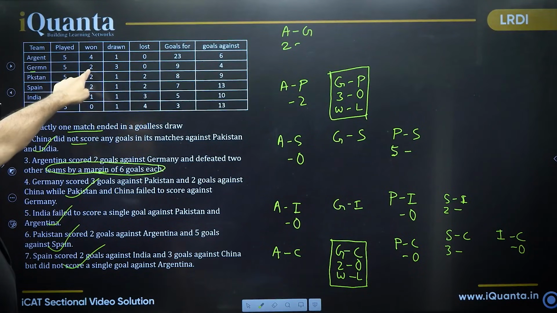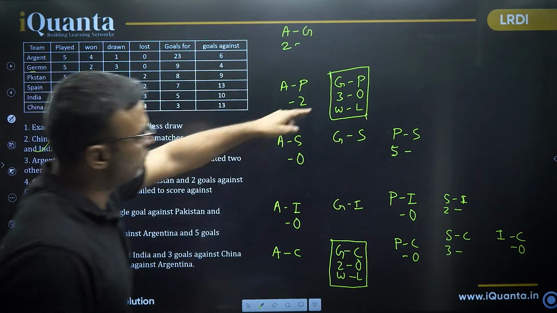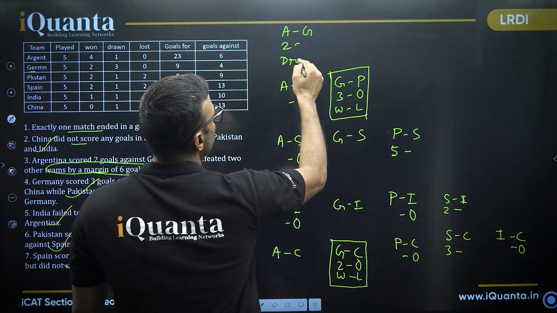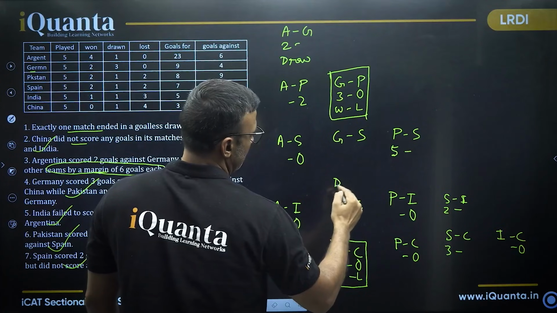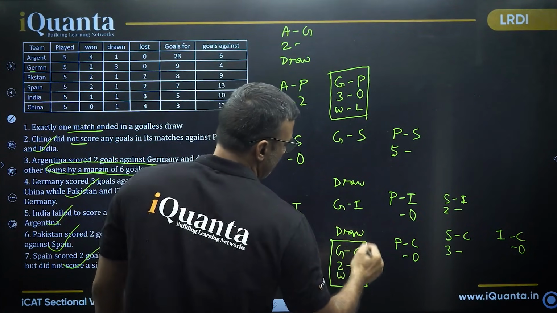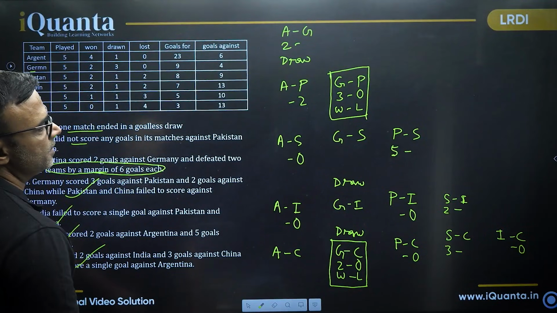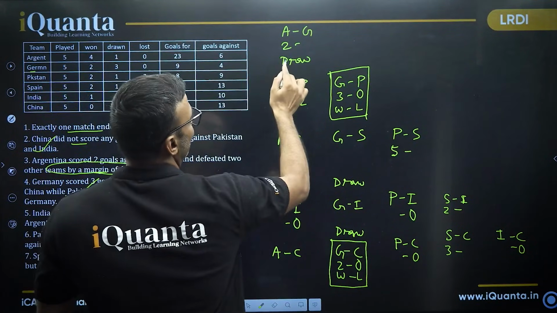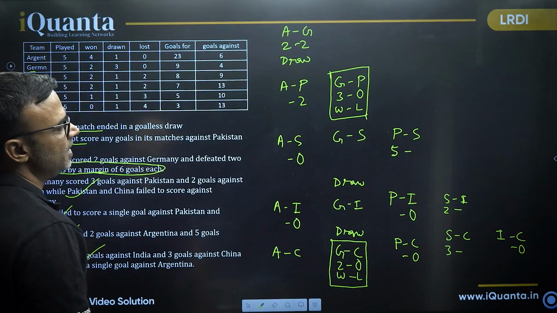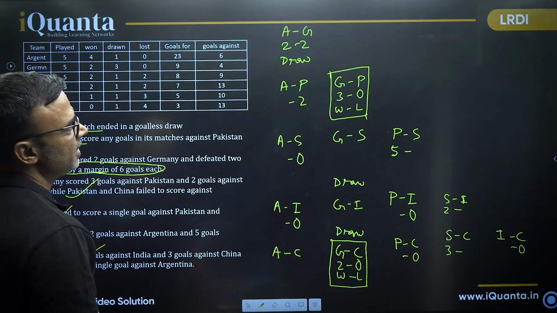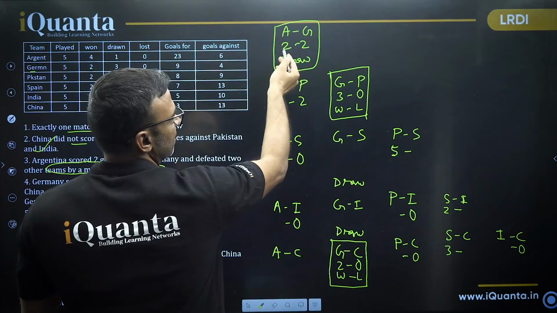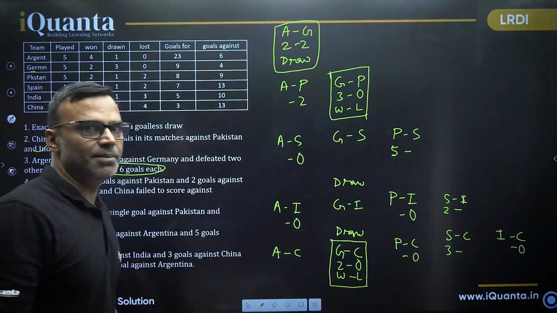Germany has won 2 matches and drawn 3 matches. These are the 2 wins of Germany. So clearly, this has to be a draw. This has to be a draw. This one. And this has to be a draw. Great. Now, if this is a draw, this has to be 2-2. Fantastic. So that means this is completed. Already Argentina was given 2 goals. Germany also has to score 2 goals for that match to be a draw.